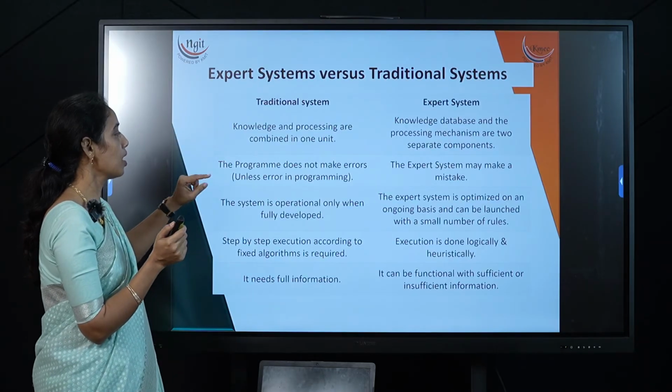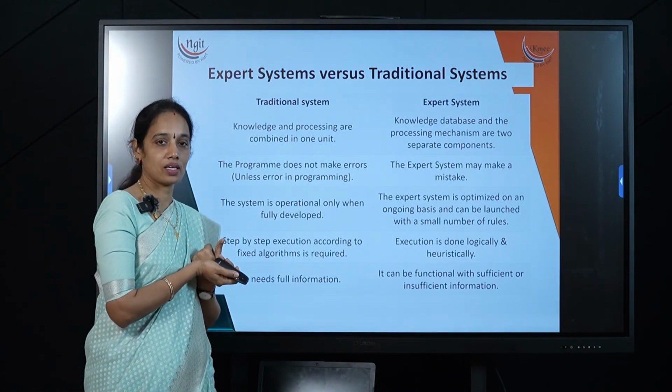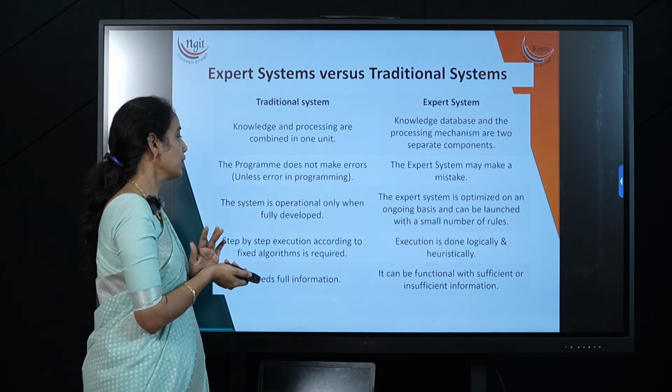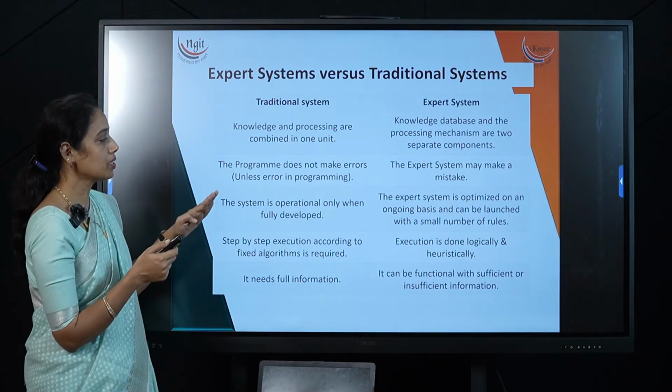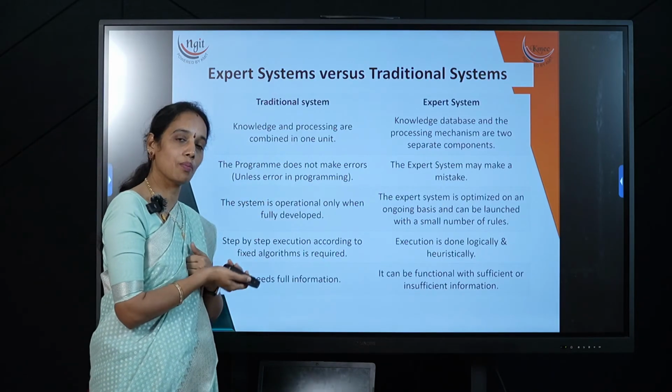The program does not make errors, but the expert system may make a mistake. Next, the traditional system is operational only when fully developed, but the expert system is optimized on an ongoing basis and can be launched with a small number of rules.